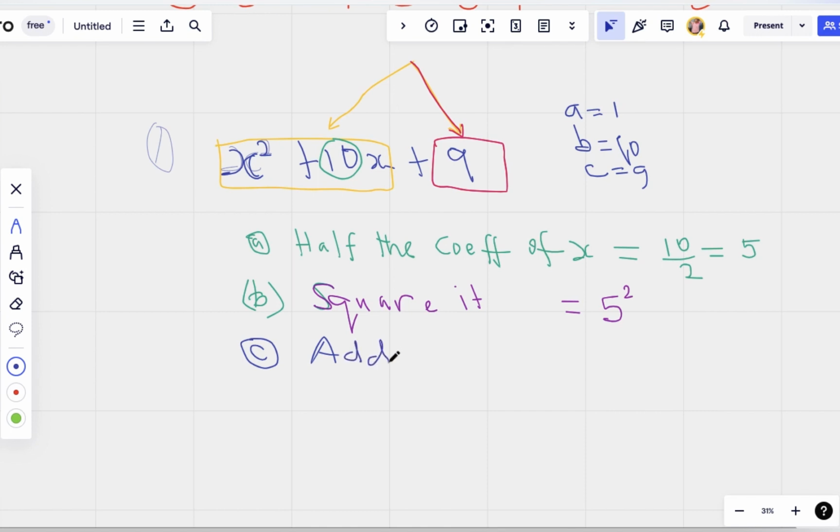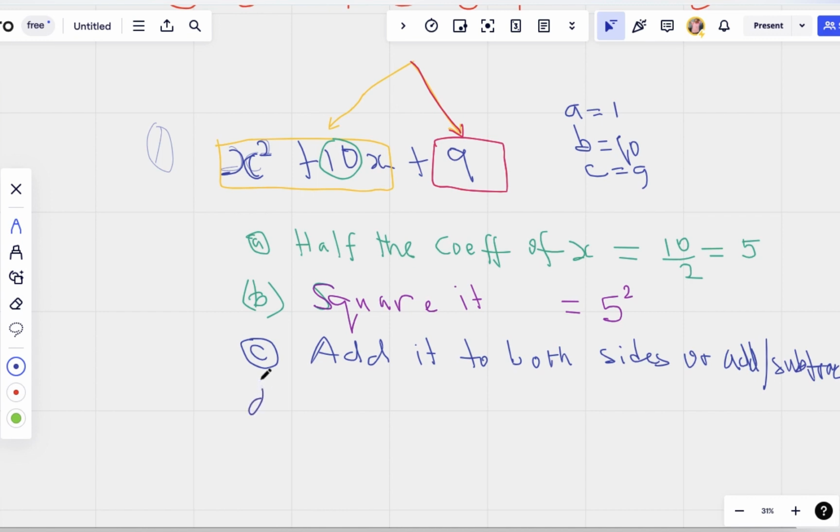Add it to both sides, or add and subtract. Or in some cases, we write add and subtract. Okay? And then we solve it.